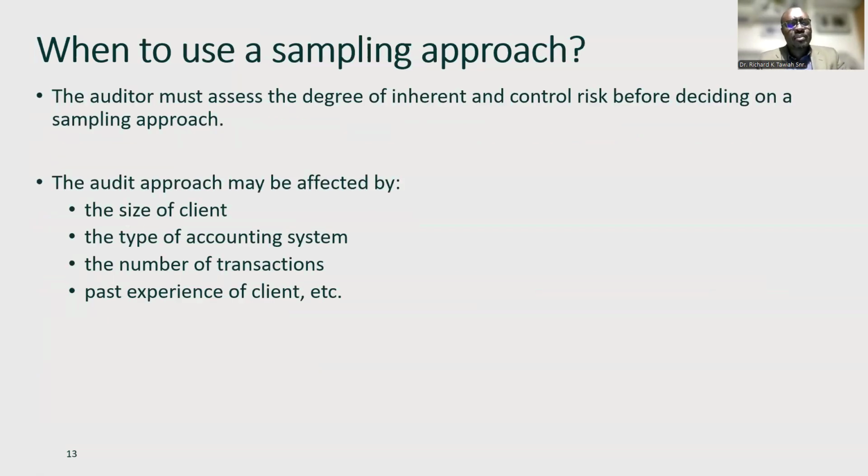When using a sampling approach, the auditor must assess the degree of inherent risk and control risk before deciding on the sampling approach. So the audit approach may be affected by what? The size of the client, the type of accounting system they use, how complex it is, the number of transactions running through the system, the past experience of the client. Okay, so you need all of these to tell which audit approach you need to use.